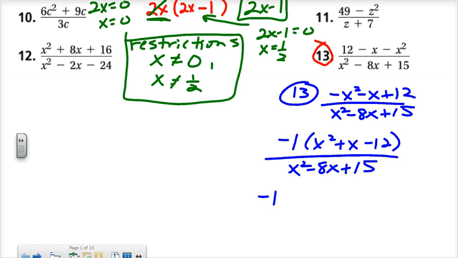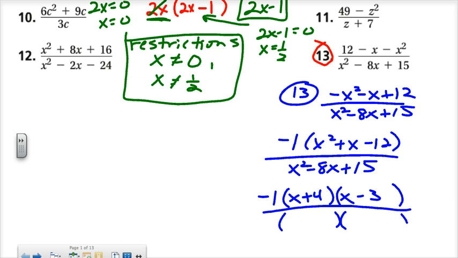So we have our negative 1, and I notice that 12 in the back is not a perfect square, so I don't need to bother trying to see if that's a perfect square trinomial. But I need two numbers that multiply to negative 12 and add to 1, and that's going to be plus 4 and minus 3. And then in my denominator, again, I notice the 15 in the back. There is no common monomial factor. That'd be the first thing to check. And then the 15 is not a perfect square. So then we need to come up with two numbers that will multiply to positive 15, but add to negative 8. And that's going to be negative 5 and negative 3.